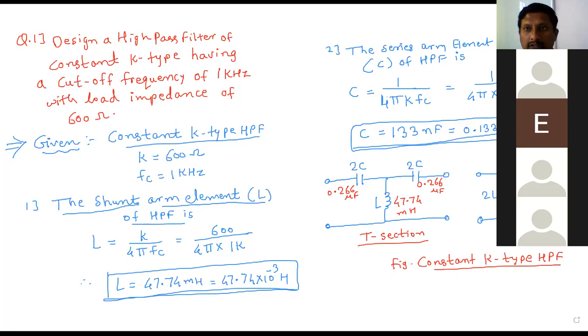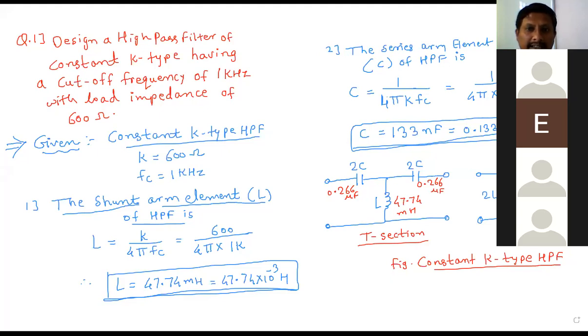Okay, so this is how to solve the design problem based on the constant K type high pass filter. So formulas are required. Calculation is 100% required. Many students know the formula and the diagram, but make mistakes in calculations. So if you get a wrong answer, you get fewer marks. For formulas, if you are correct, you can get some marks. If the formula is wrong, everything goes wrong.